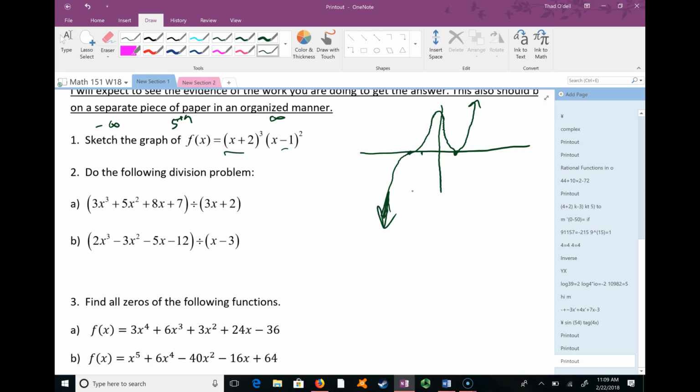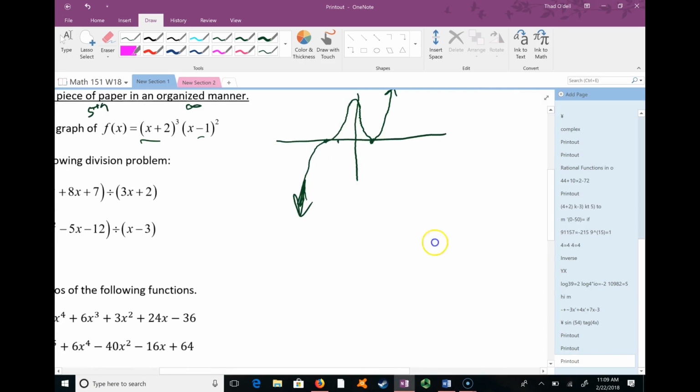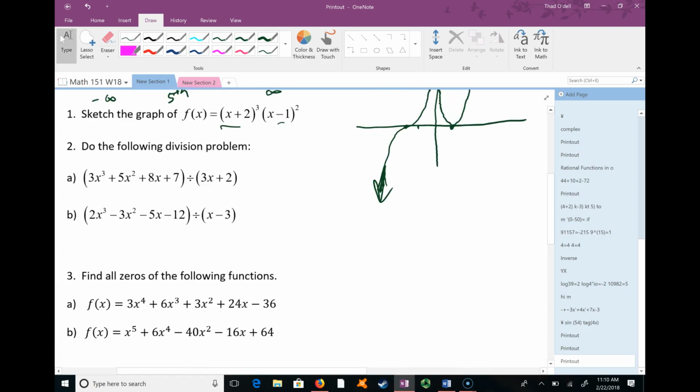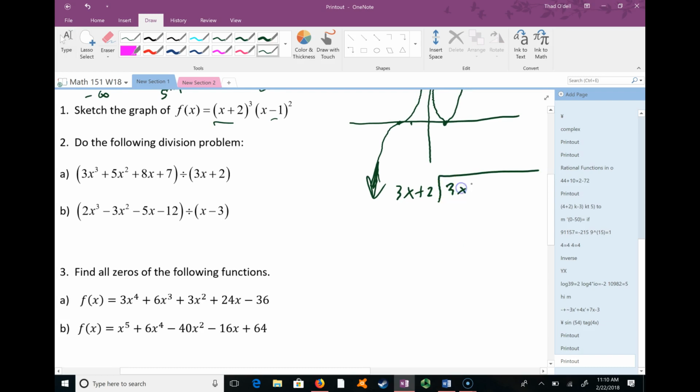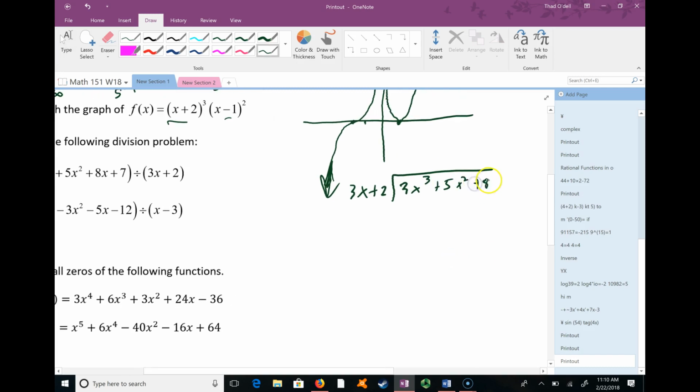Number two, it says divide these. You could use regular long division or you could use synthetic division. I'm going to do long division for the first one, synthetic for the second one. So long division, you have 3x plus 2 divided into 3x to the third plus 5x squared plus 8x plus 7. You ask yourself what times 3x equals 3x to the third, and that would be x squared. Then you multiply x squared on both of those, so that would be 3x cubed plus 2x squared. And then you subtract here. 3x cubed minus 3x cubed is 0. 5x squared minus 7x squared is negative 2x squared. Bring the 8x down.